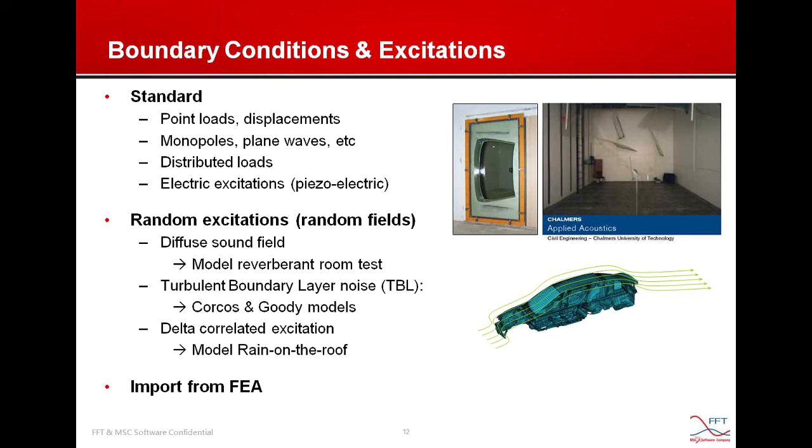As I mentioned, Actran can use imported results from FEA software like Nastran, and we can also import from external CFD code. We can import the turbulence, but it must be an unsteady CFD result, calculated for example with Fluent, Star CCM Plus, PowerFlow, or OpenFOAM, which are the widely used CFD codes.